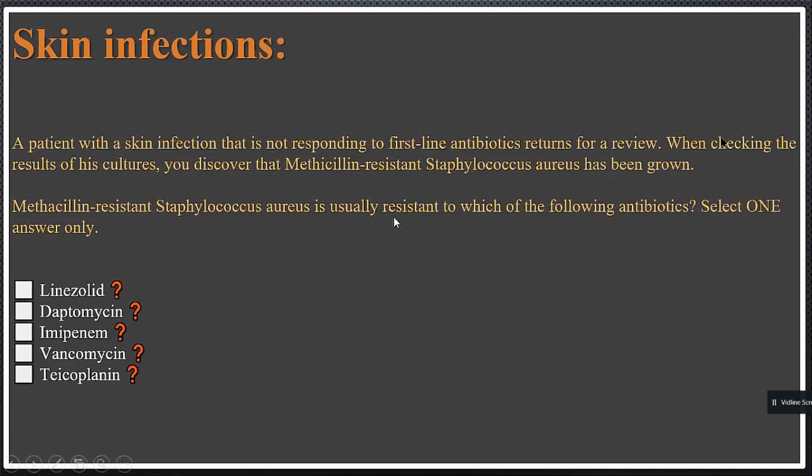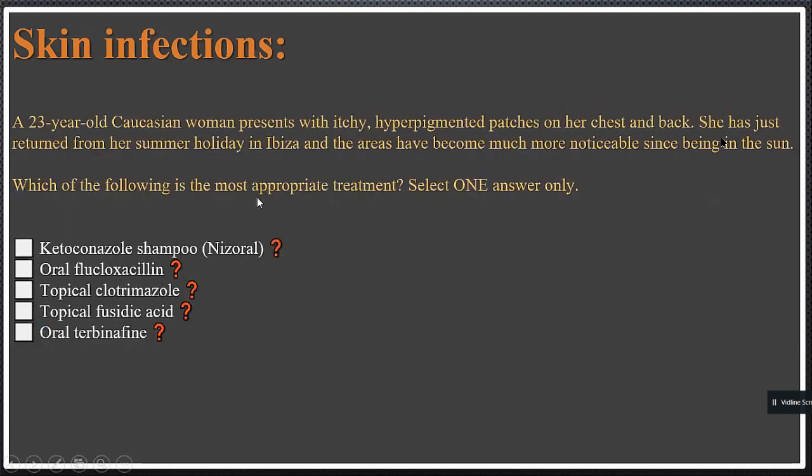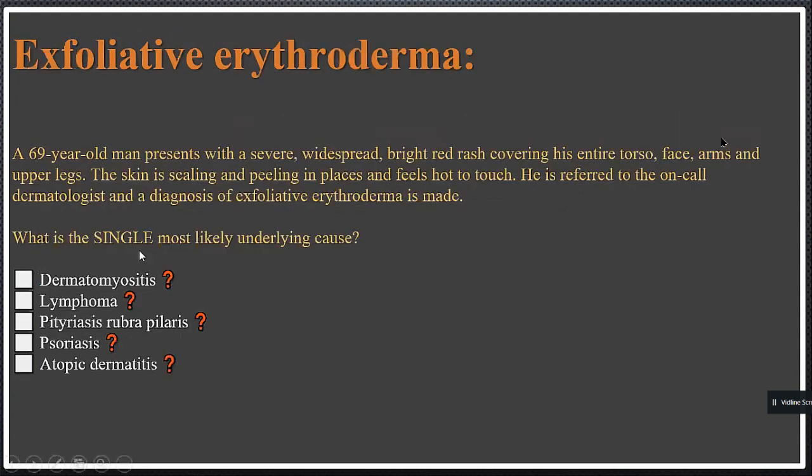MERS. Option C, imipenem. Okay. Vancomycin. Most appropriate treatment? Ketoconazole shampoo. Option A. Ketoconazole, correct. So what is the diagnosis? Tinea versicolor. Single most likely underlying cause?